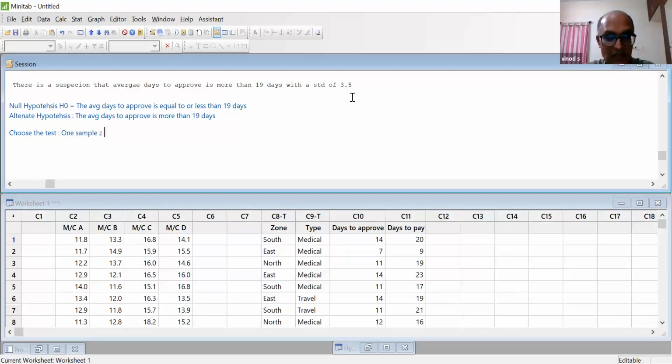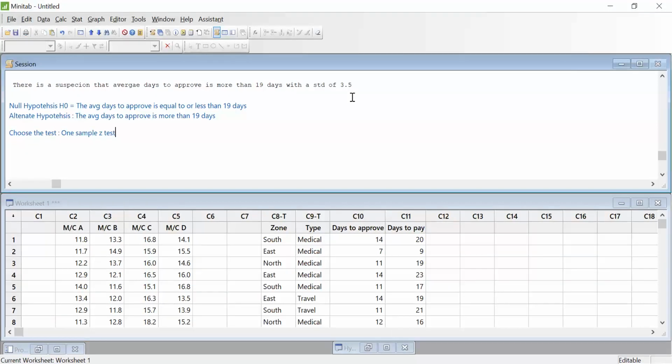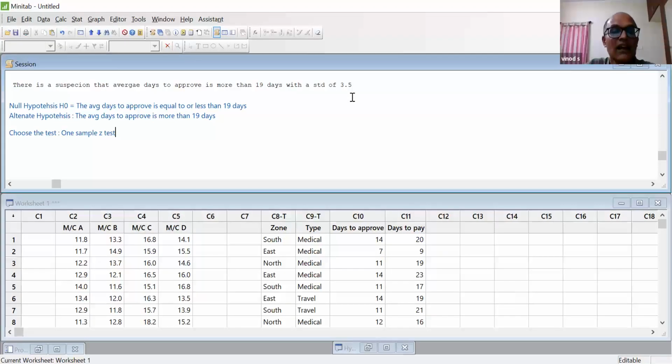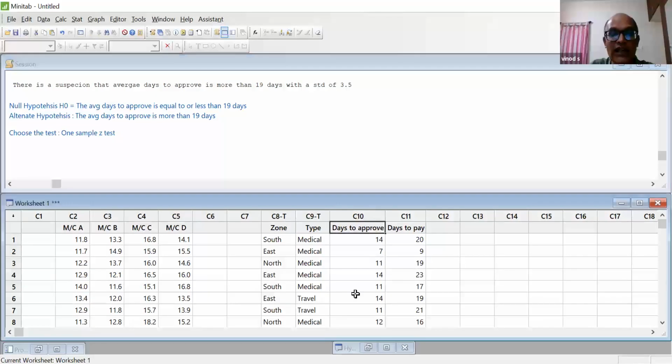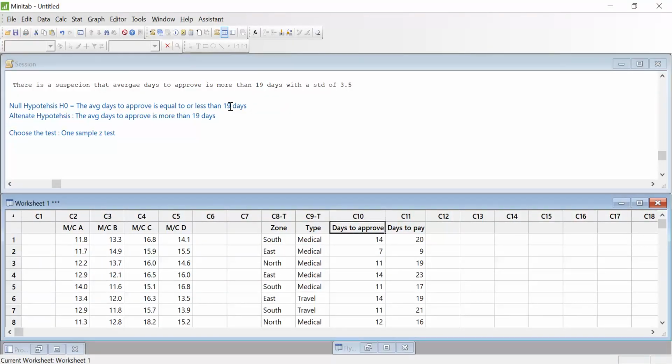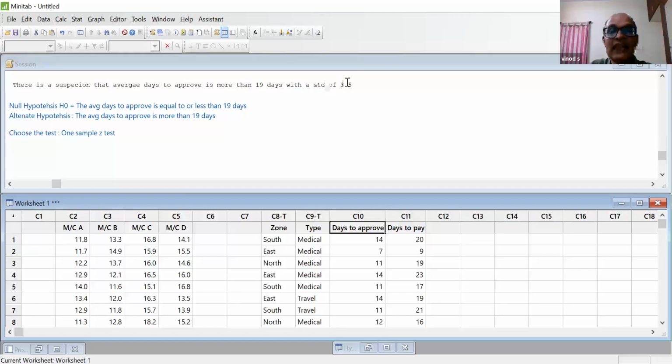One sample Z test, right? All of you are agreeing? One sample Z test. Yes, sir. Yes, because here we are testing 1 days to approve. This column we are testing against a specified value. What is that specified value? 19 days. 19 days, right? And in this case, we have been given a historical standard deviation, right? So in this case, we have to do a test which is called one sample Z test. Is it clear, everyone? Yes.